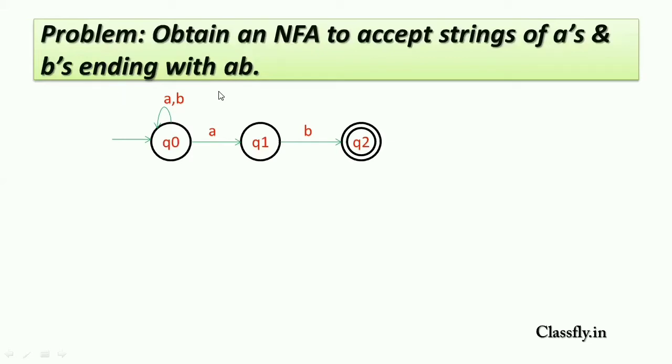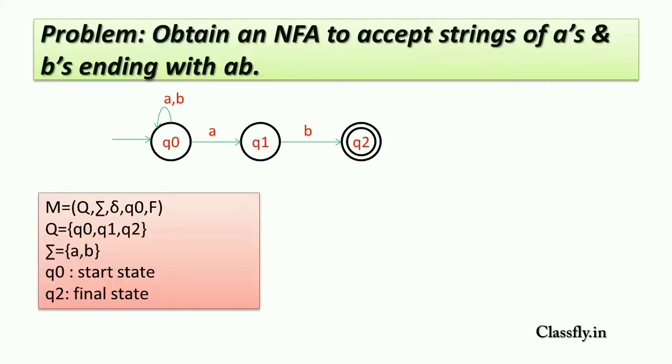Now let us see a few of the properties which define this transition diagram, that is, the quintuple. So Q is the finite set of states, that is Q0, Q1, Q2. So Q0, Q1, Q2 are the states used in this transition diagram. And Σ is the set of input alphabets. So we use A and B in this particular transition diagram. And Q0 is the start state. The start state is indicated by this arrow. And Q2 is the final state, that is, it has concentric circles.